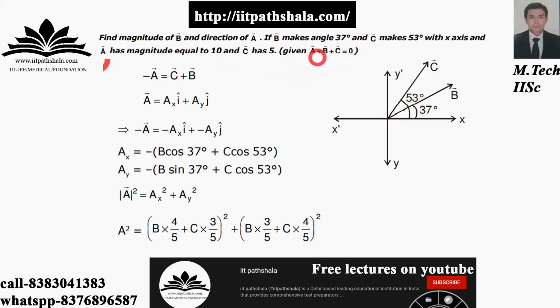Now first of all you can say that if a plus b plus c vector equal to 0, then I can write minus a equal to c plus b. I have taken everything over here. Now I am marking my b vector and c vector appropriately. So my b vector was at an angle of 37 degrees with respect to x-axis, and c vector is at an angle of 53 degrees with respect to x-axis over here. So let us say that I am having my a vector as this. This is my a vector whose angle is unknown to me.